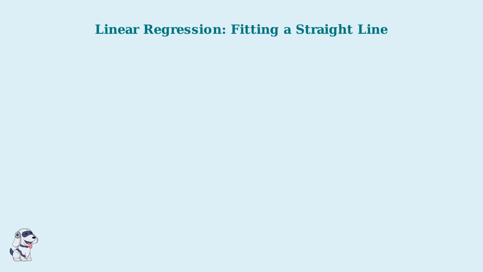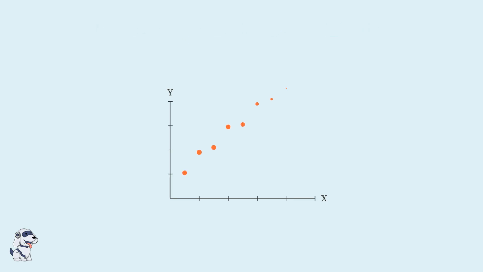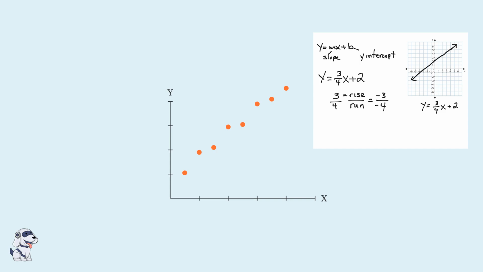It helps us find the best fitting straight line through a set of data points. Imagine we have collected data points from an experiment or observation. These points are scattered on a coordinate plane, and we want to find the straight line that best represents the relationship between our variables. The equation of any straight line can be written in slope-intercept form as y equals mx plus b. This is the foundation of linear regression.